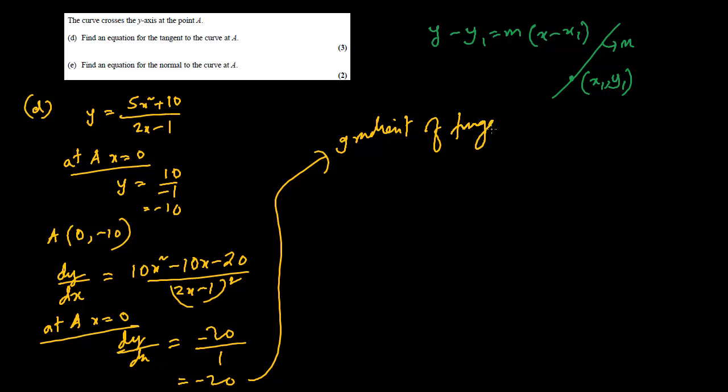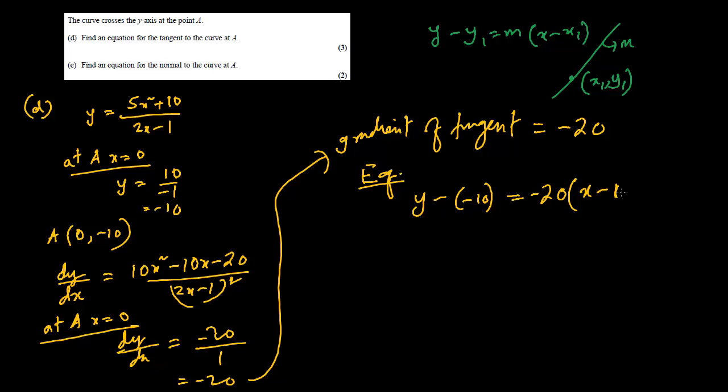Remember, gradient of the curve and gradient of the tangent, they are the same. It is not self-evident. You have to write this down. It is important. So gradient of tangent is minus 20. So equation: y minus y1, so it is minus 10, equals m, which is minus 20, times x minus x1, which is x minus 0. So this would be y plus 10 equals minus 20x. Therefore, y equals minus 20x minus 10.